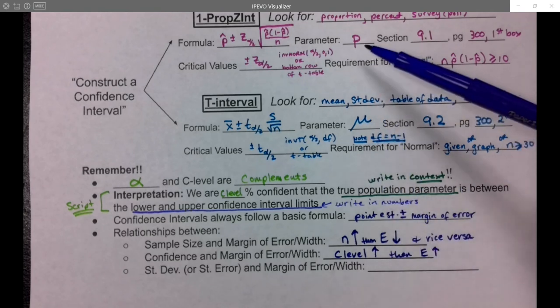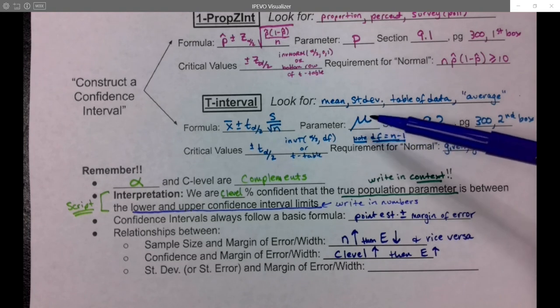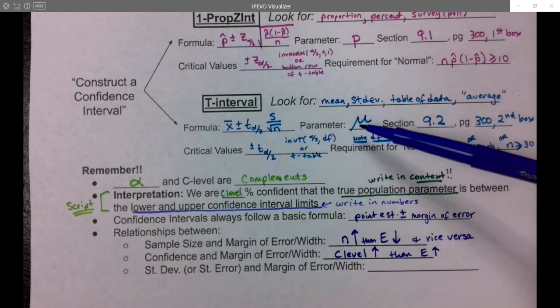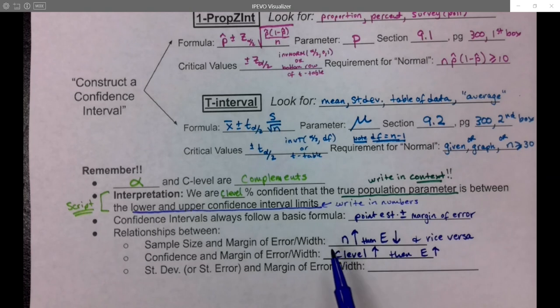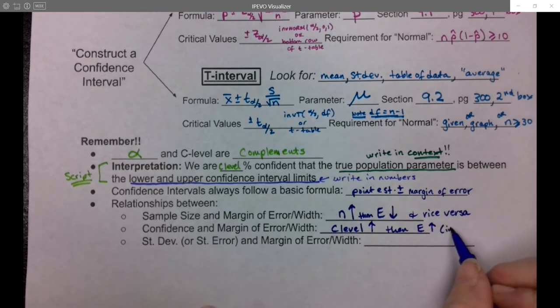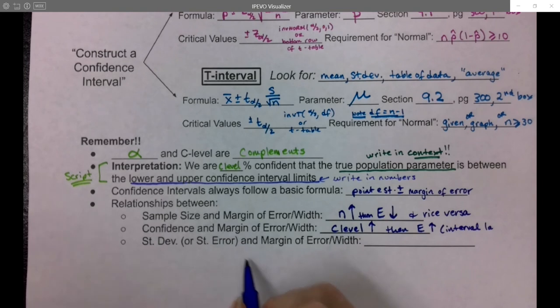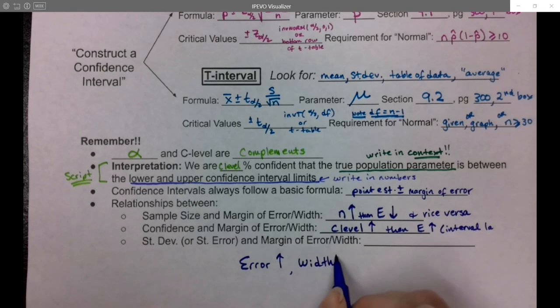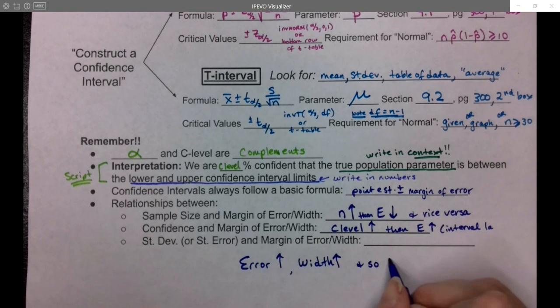So you don't know where this parameter or this parameter are. So if you make your interval bigger, then you're more likely to catch it. So if you want to make your confidence go up, then you make your error go up, which also makes your interval larger. If error goes up, that means that width goes up. They increase together. And so the interval is larger.